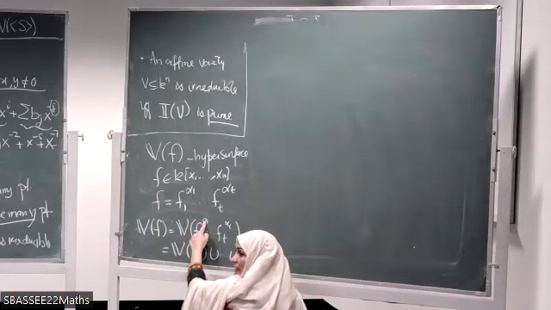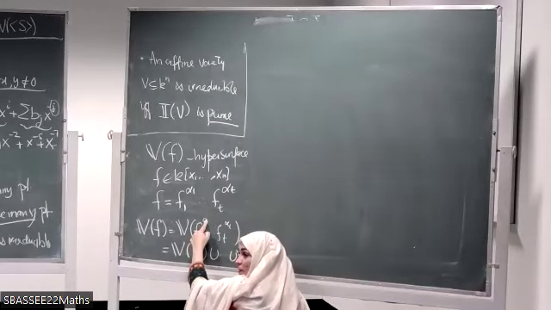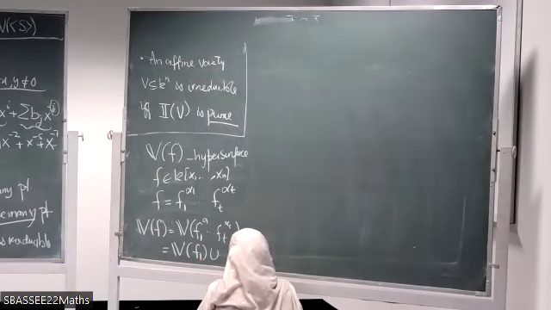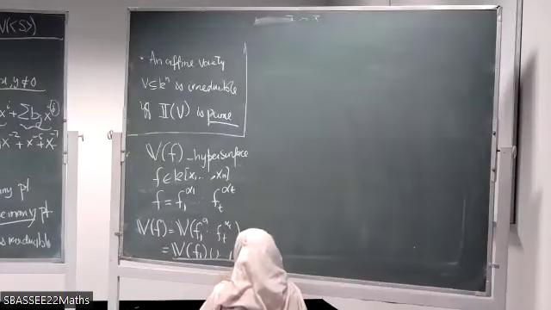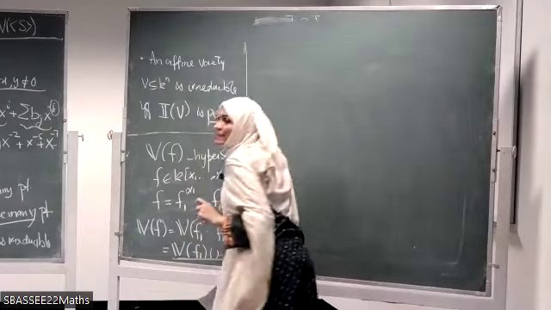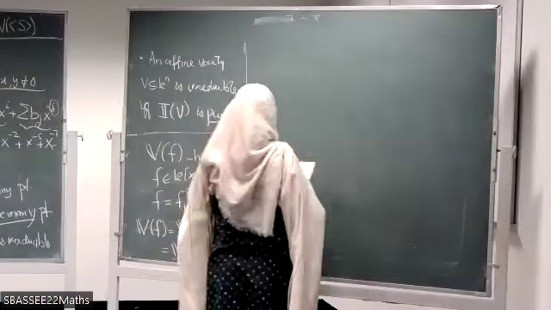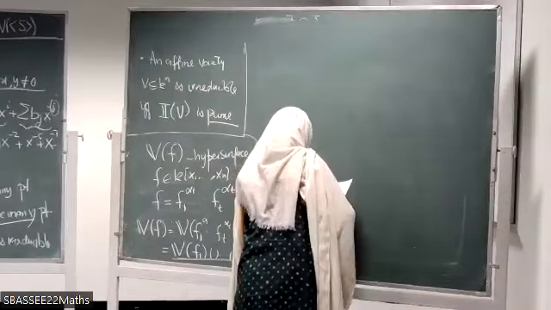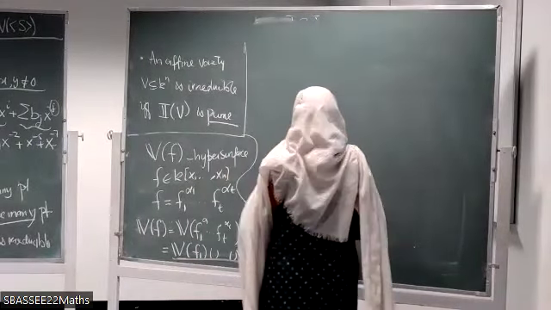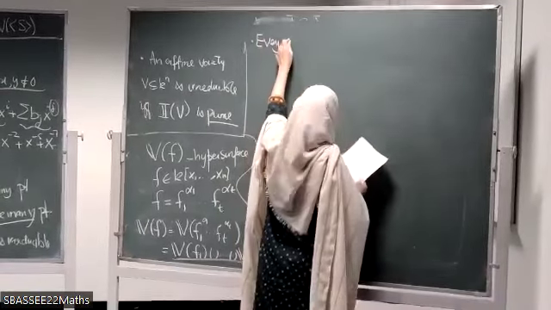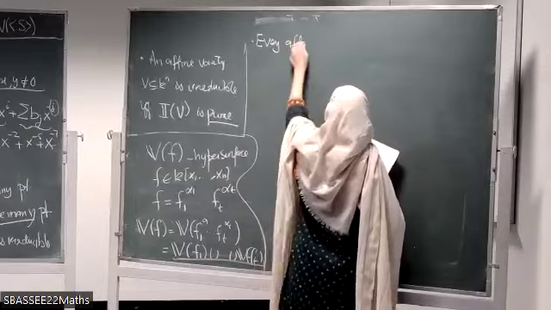Because here it doesn't matter whether I'm writing the power of f or not, because it's giving the same result. As a variety, they are the same. So you have this thing. So you can see that every hypersurface can be written as a union of irreducible hypersurfaces. So I will just write here this one as every affine variety.